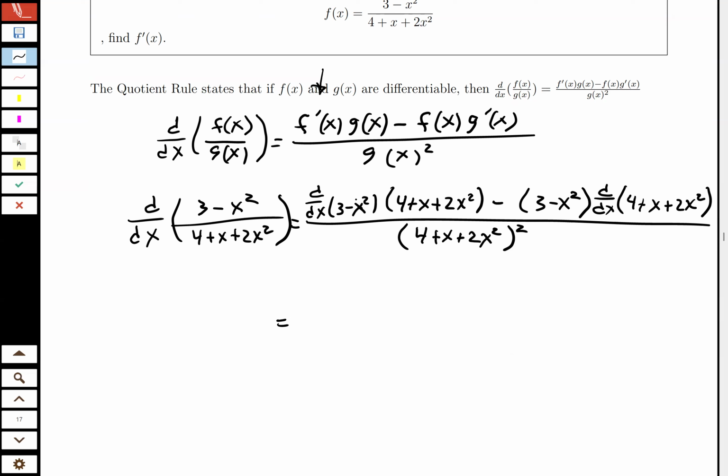If I take the derivative of 3, it is a constant, so that's 0. If I take the derivative of negative x squared, that 2 drops down, that becomes a negative 2x as my first derivative. All these other pieces are just floating down for the ride here.